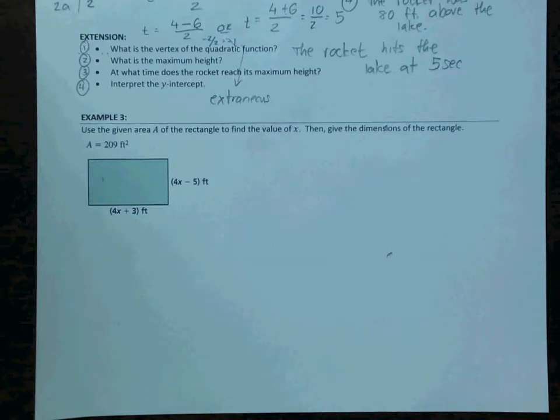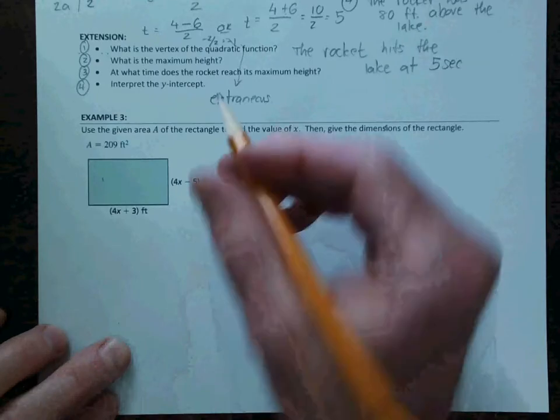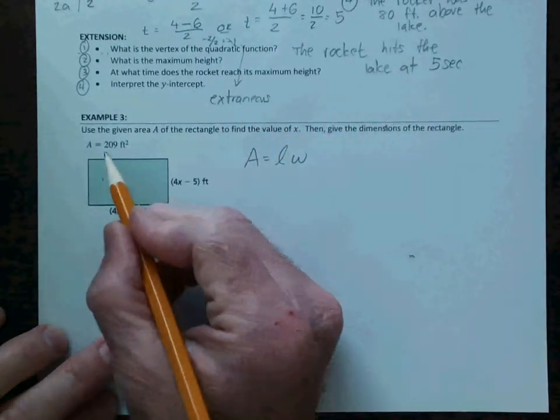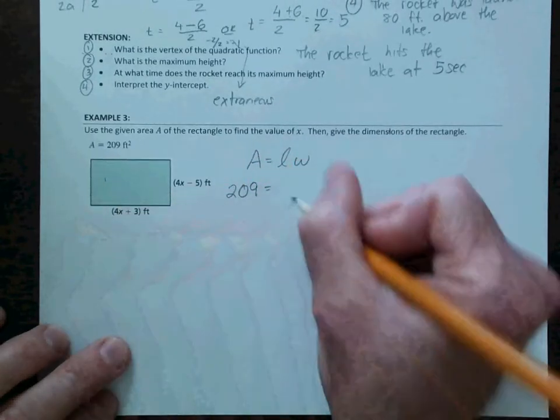Okay, this video is going to take us through example 3, which is a geometric application. Use the given area A of the rectangle to find the value of x. The area of a rectangle is length times width. Here we know the area is 209, which is equal to the length, 4x plus 3, times the width, 4x minus 5.